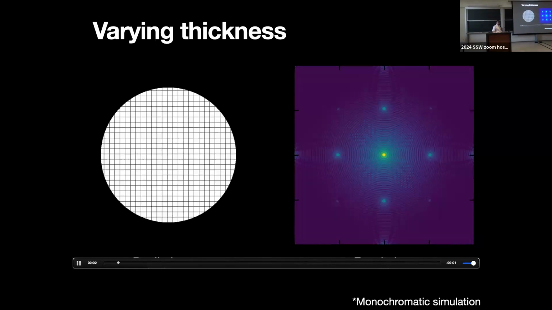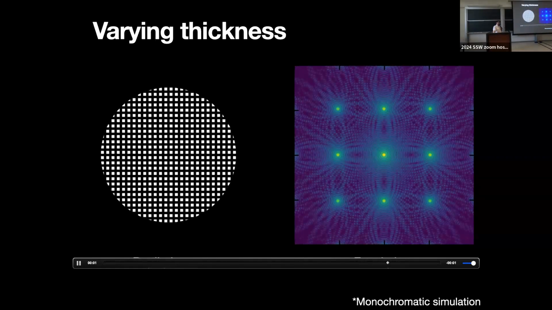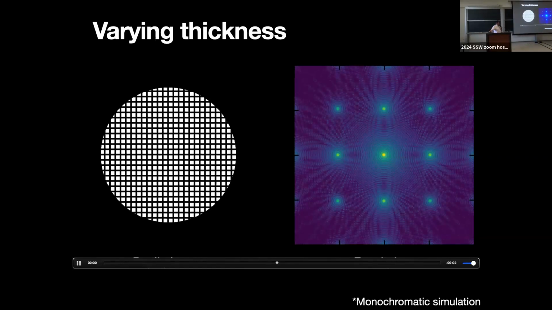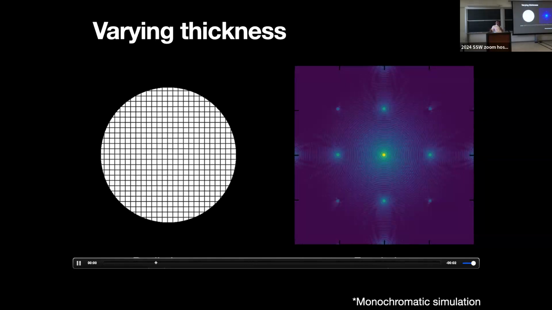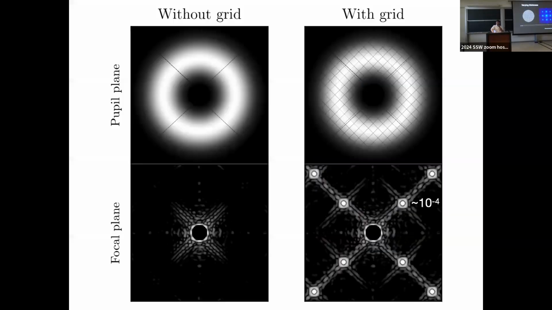And we can take advantage of these three properties to design a pupil mask to put in our coronagraph or in our optical path to generate these reference spots, which we can use to calibrate the position and the brightness of the central star.